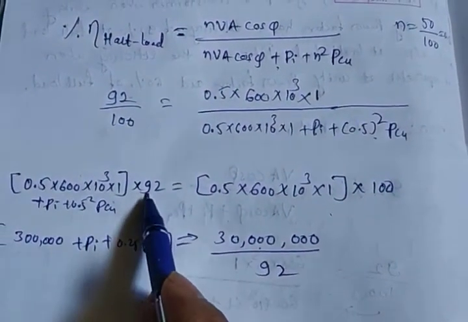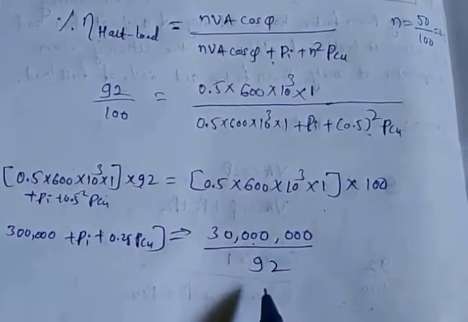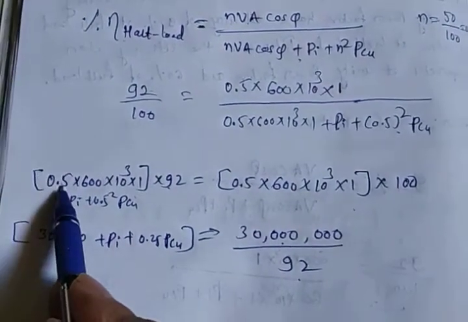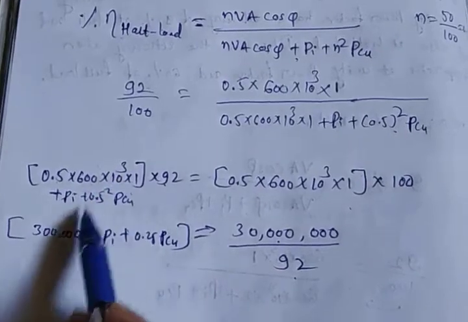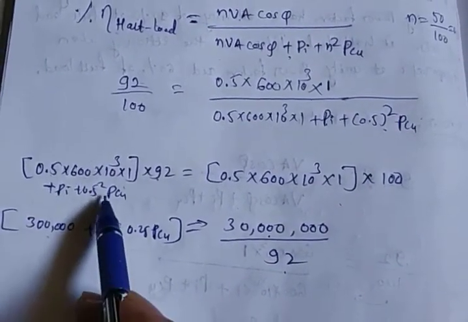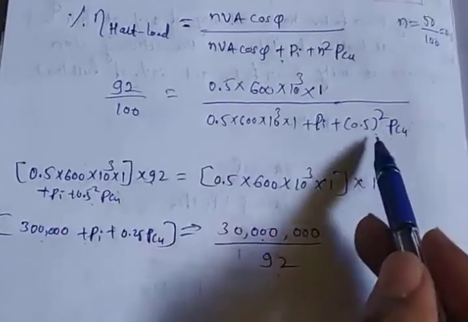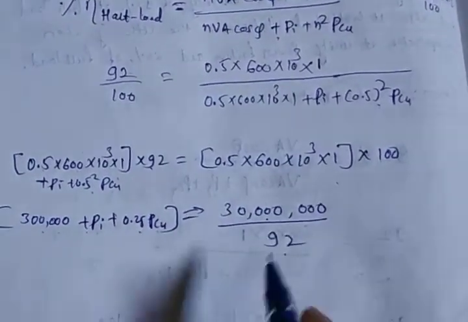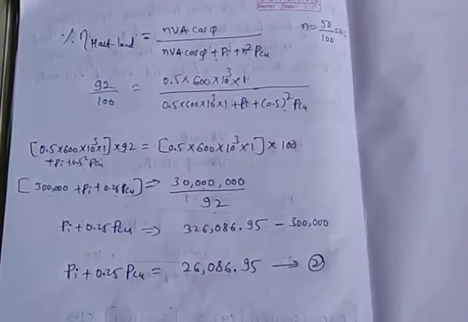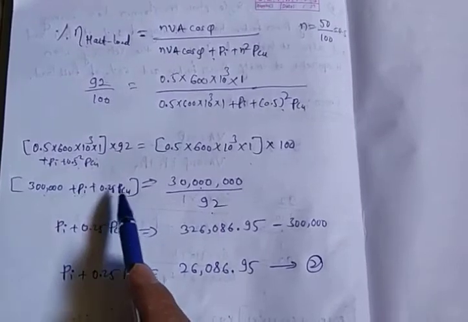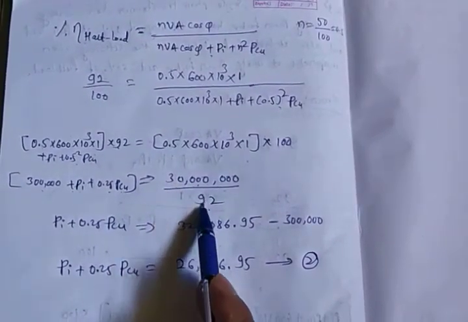This multiplication I will bring to the right hand side, and you will get the division, so divided by 92. And here 0.5 × 600 × 10 to the power 3 × 1 gives the answer 300,000, plus PI as it is, plus 0.5 square PCU. 0.5 square PCU means 0.25 into PCU. So do the simplification.